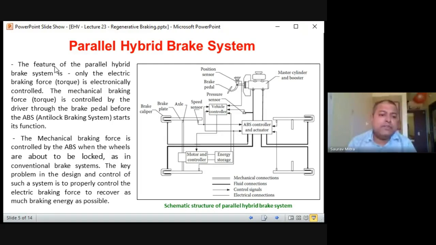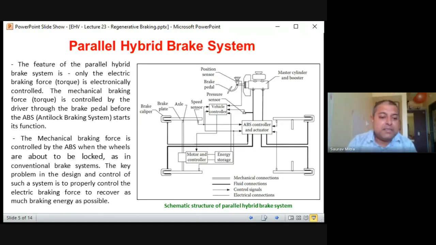That is, the vehicle should go forward and the tractive force should be used properly. So the mechanical brake force is controlled by the ABS when the wheels are about to be locked. Wheels about to be locked means it is going to experience a brake, and after that it should not skid. That is mainly the job of ABS.